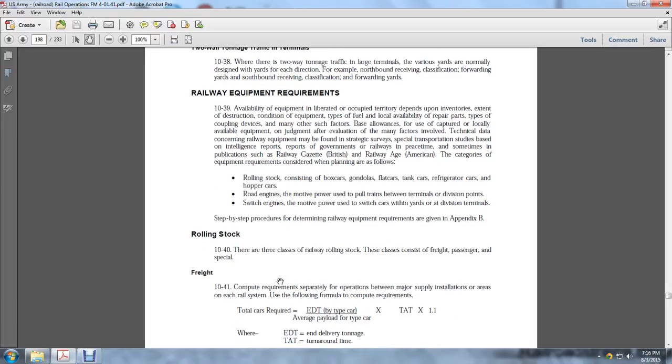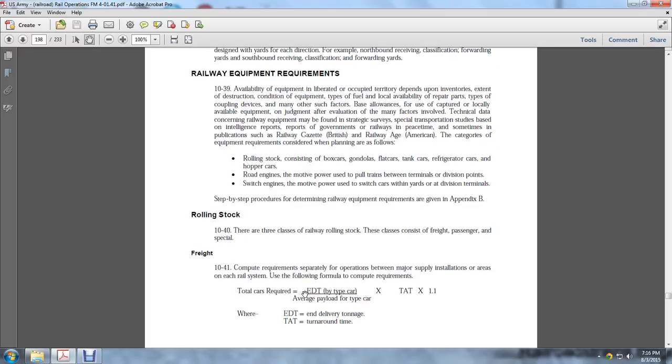Rolling stock. There are 3 classes of railway rolling stock: freight, passenger, and special freight. Compute the requirements for the operation of major supply installation areas on each railway in a system using the following formula. Total railway cars equals the EDT, or end delivered tonnage, divided by the average payload for the type of car, times the total turnaround time, times 1.1.